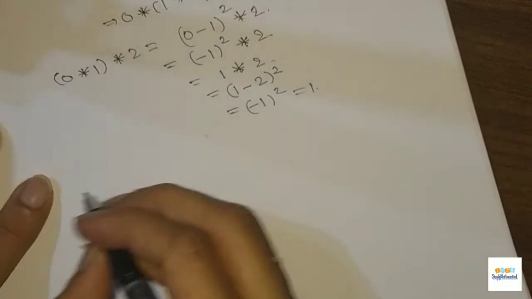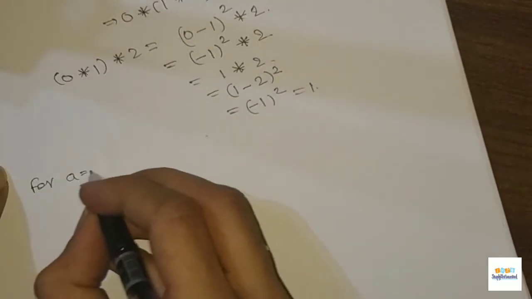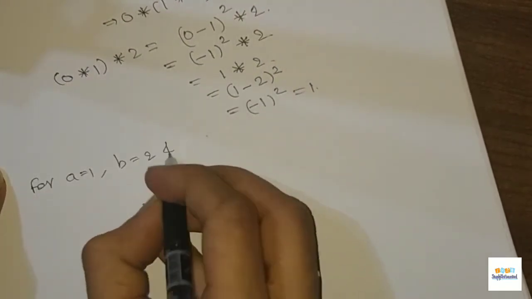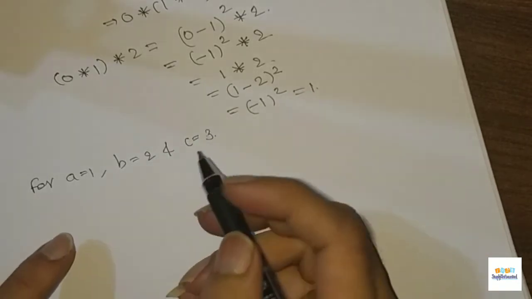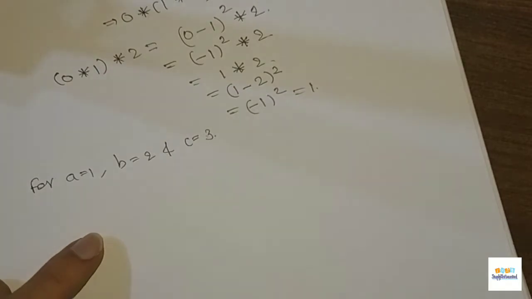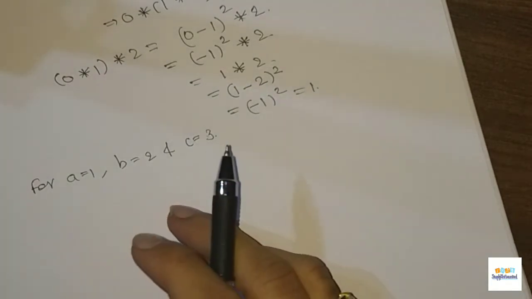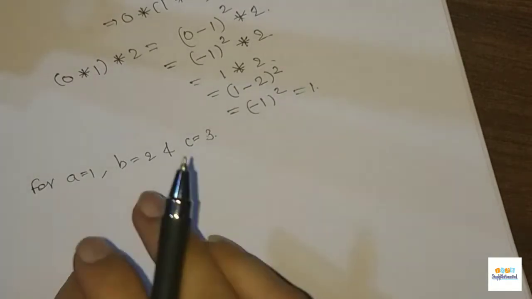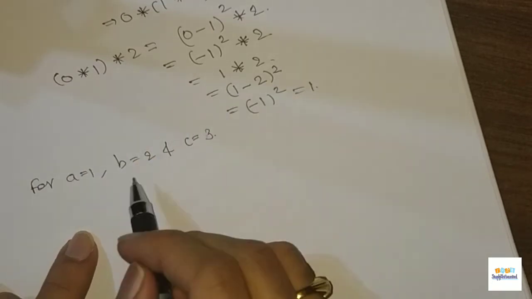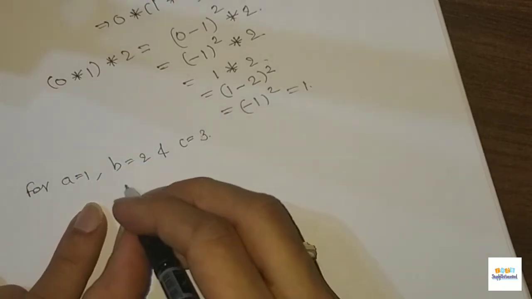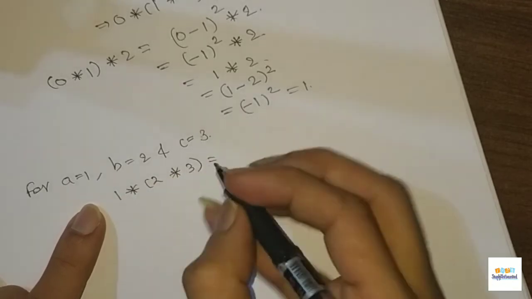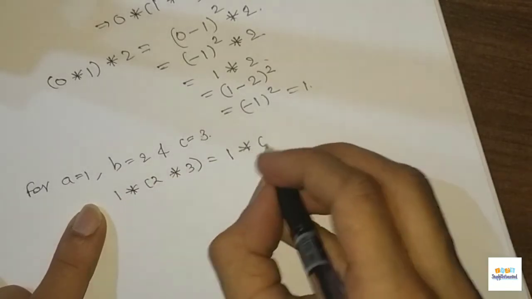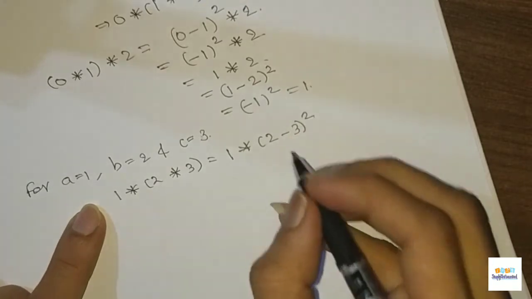Okay, so let us take another one. For a equal to 1, b equal to 2 and c equal to 3, this set of numbers we will take, because we are getting it equal for the numbers we have taken. We have to show that for at least one set of numbers a, b, c the property is not true. So 1 star (2 star 3), if we consider, what we will get? 1 star (2 minus 3) the whole square, right?